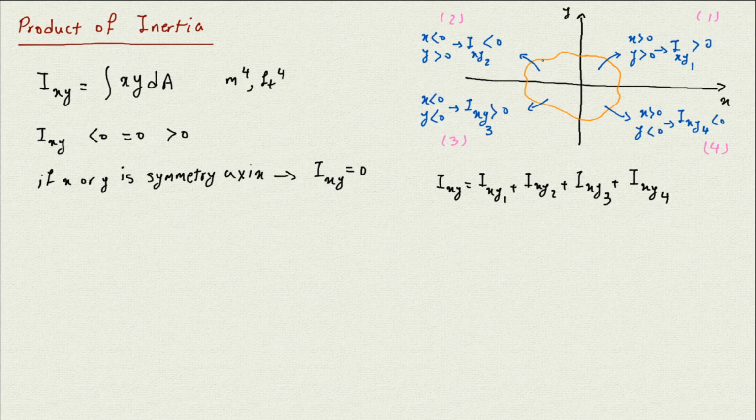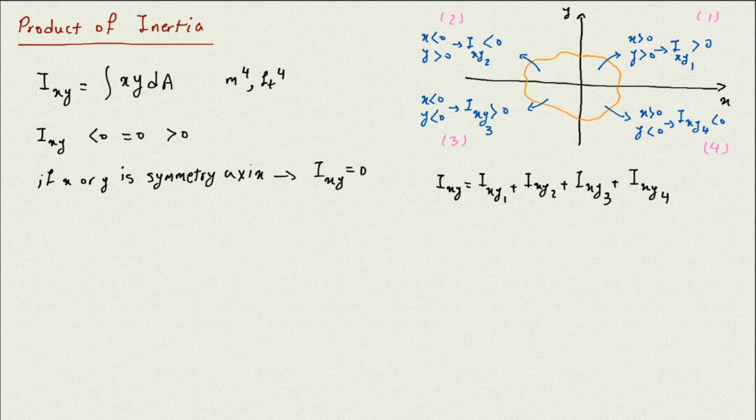If these two quadrants that are negative are larger than these two that are positive, it's going to be negative. If these two quadrants that are positive are larger than these two that are negative, it's going to be positive. And if they cancel each other, it's going to be zero. So it depends on how the positive and the negative parts add up together. So you may have a positive Ixy, you may have a negative Ixy, you may have a zero Ixy.